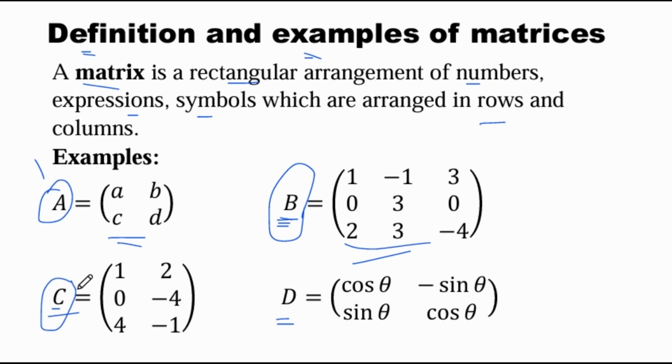For this matrix C, we have also numbers arranged in rows and columns. So this is a matrix. In D, we have cosine theta, minus sine theta, and cosine theta. These elements are arranged in rows and columns, forming a matrix D. So generally, a matrix is a rectangular arrangement of numbers, expressions, and symbols, which are arranged in rows and columns.